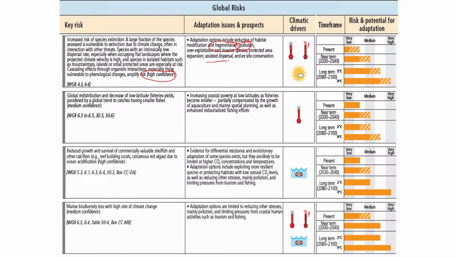So, protected areas can be expanded, dispersal can be assisted, which means we can artificially begin to move certain species that are unable to keep up with the climate velocity or the warming rates and so on. And ex situ conservation, in other words, you create places, for example, in Svalbard in Norway, all the grains are being stored in a frozen facility so that we do not lose the biodiversity. So, there are many ways in which to do ex situ conservation.